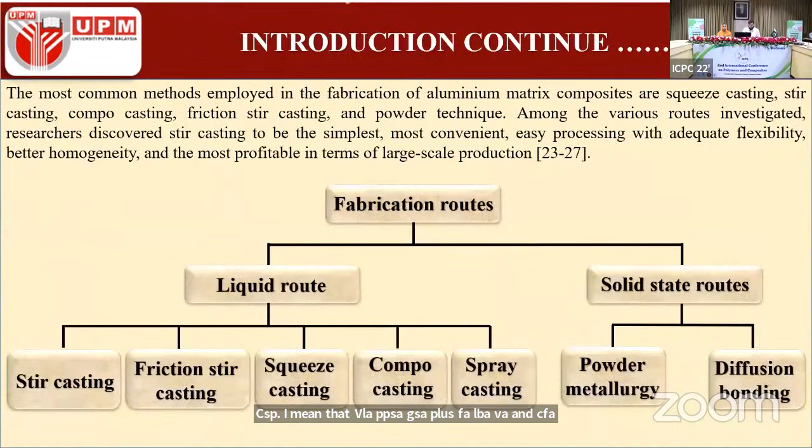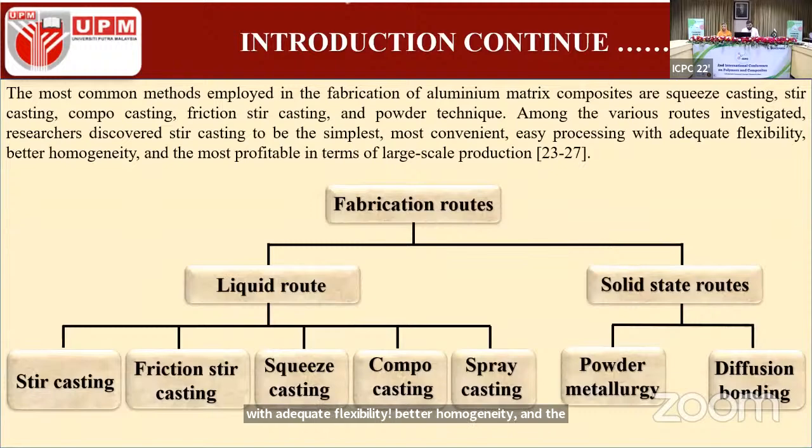The most common methods employed in the fabrication of aluminium matrix composites are squeeze casting, stir casting, compo casting, friction stir casting, and the powder technique. Among the various routes investigated, researchers discovered stir casting to be the simplest, the most convenient, and easy processing with adequate flexibility, better homogeneity, and the most profitable in terms of large-scale production.